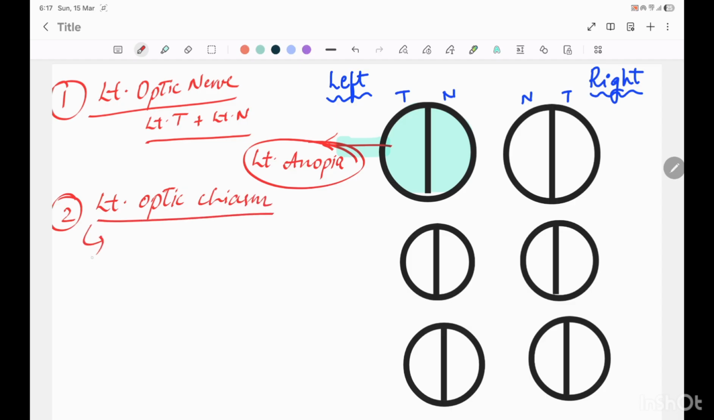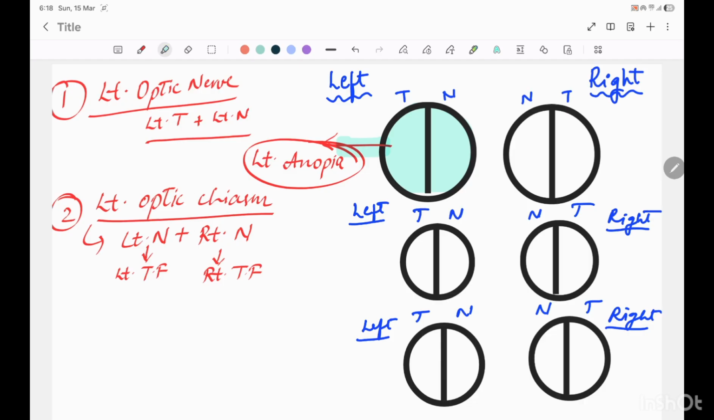I'm pretty sure that you know which nerve fibers are present in the optic chiasm. Yeah, very good. Some of you have already said it: left nasal plus right nasal, because it is the decussation point, right? So when left nasal fibers are damaged, that means the left temporal field is gone, and when right nasal fibers are damaged, that means the right temporal field is gone. So what is happening now? In both eyes the temporal field is getting lost.